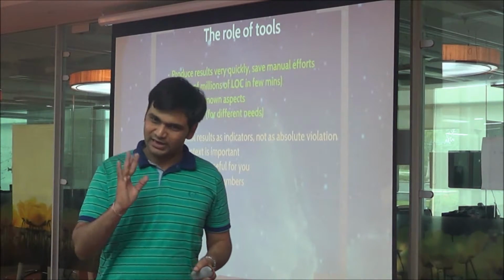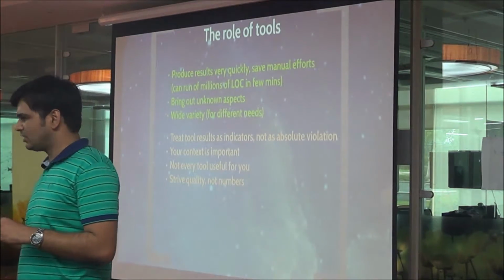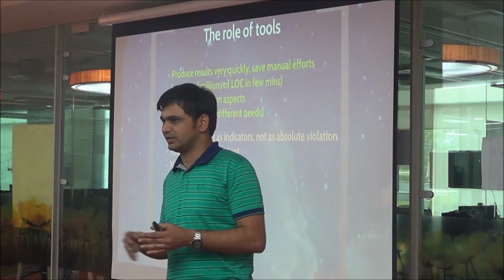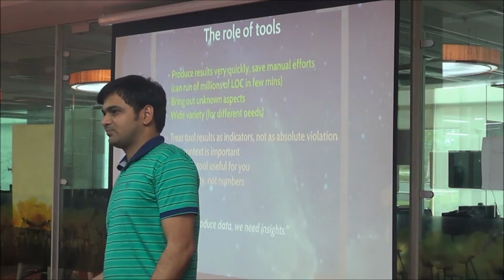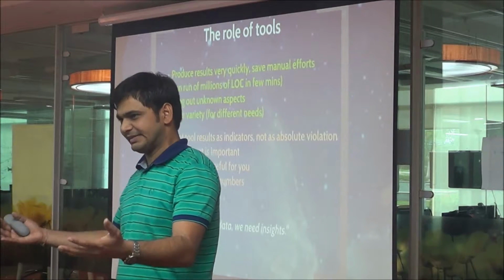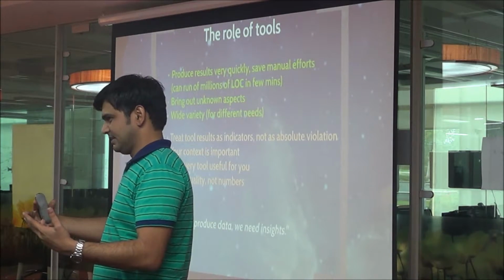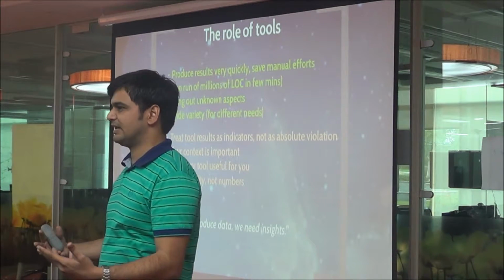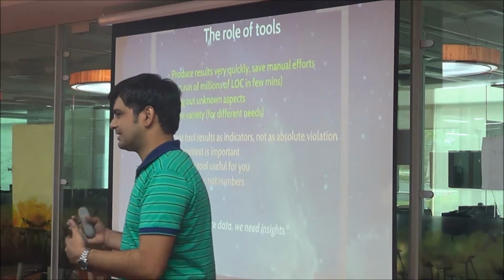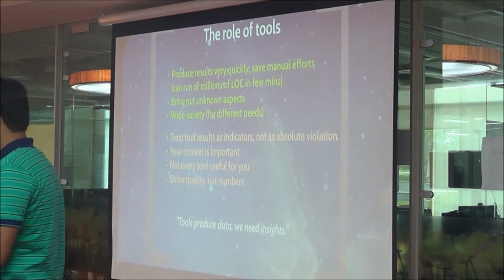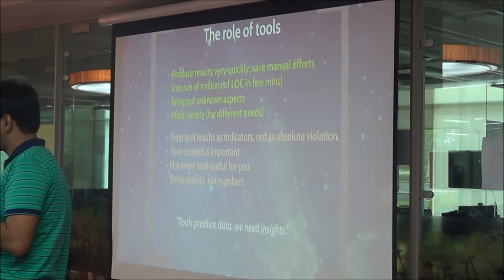So strive for quality. Look at what is best for the product, how we can improve the quality. Numbers will automatically come down or go up based on the context. Tools produce data and we need insights. You just need to run the tool, get what they are indicating, interpret it by putting our context in place, and then see what we can refactor and how we can use that information. Still, that critical part of interpreting the tool results and adopting those things is with us. Don't give it to the tool.